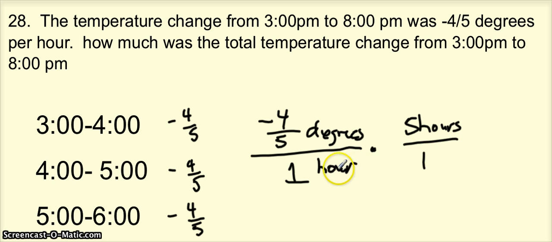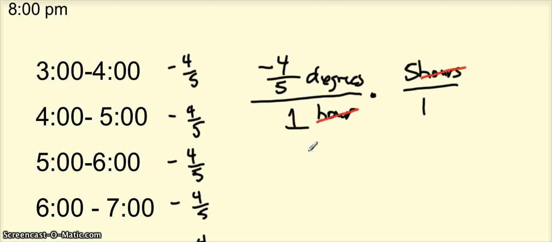And once again, notice that we've got this unit of hours. And so hours on the bottom cancels with hours on the top. So that's why we were able to just multiply these two together. All right, so we have the unit that we want. Now I can go ahead and just multiply -4/5 times 5. And of course, since both of these were divided by 1, we could kind of ignore that denominator.